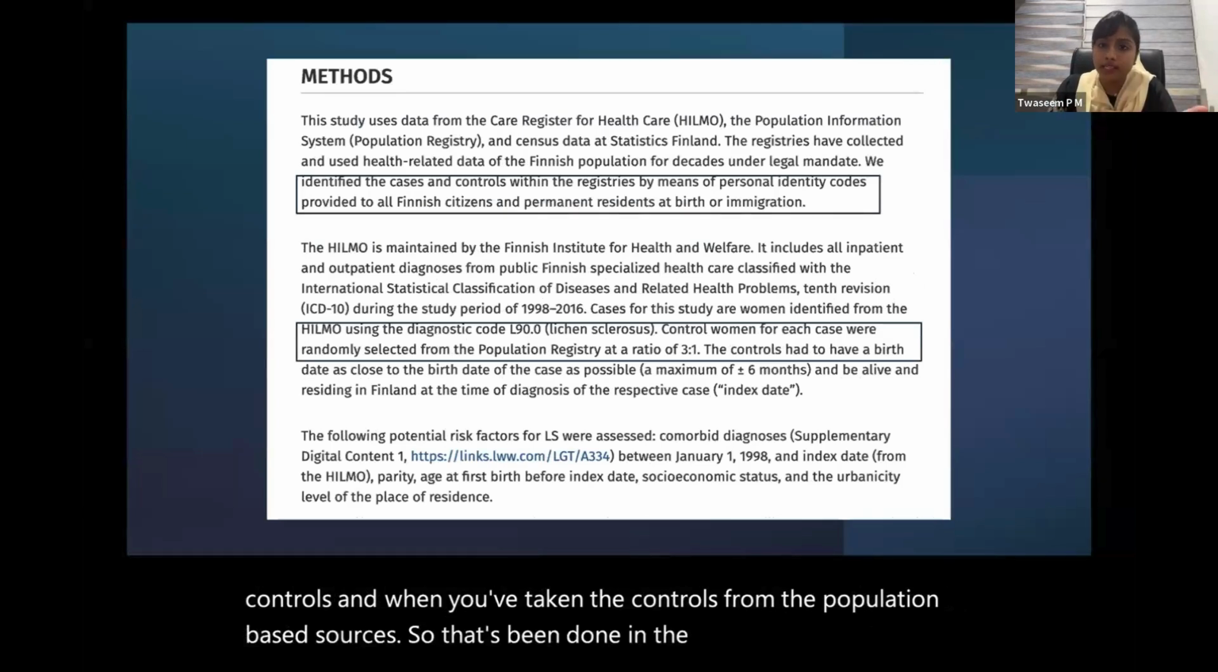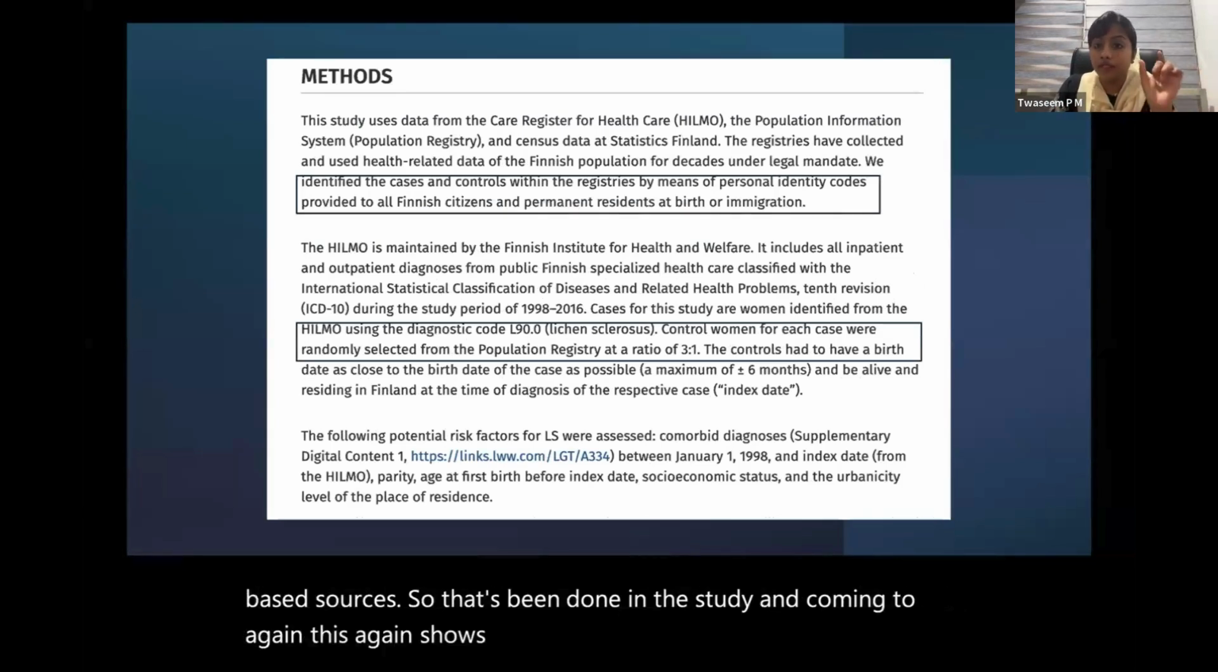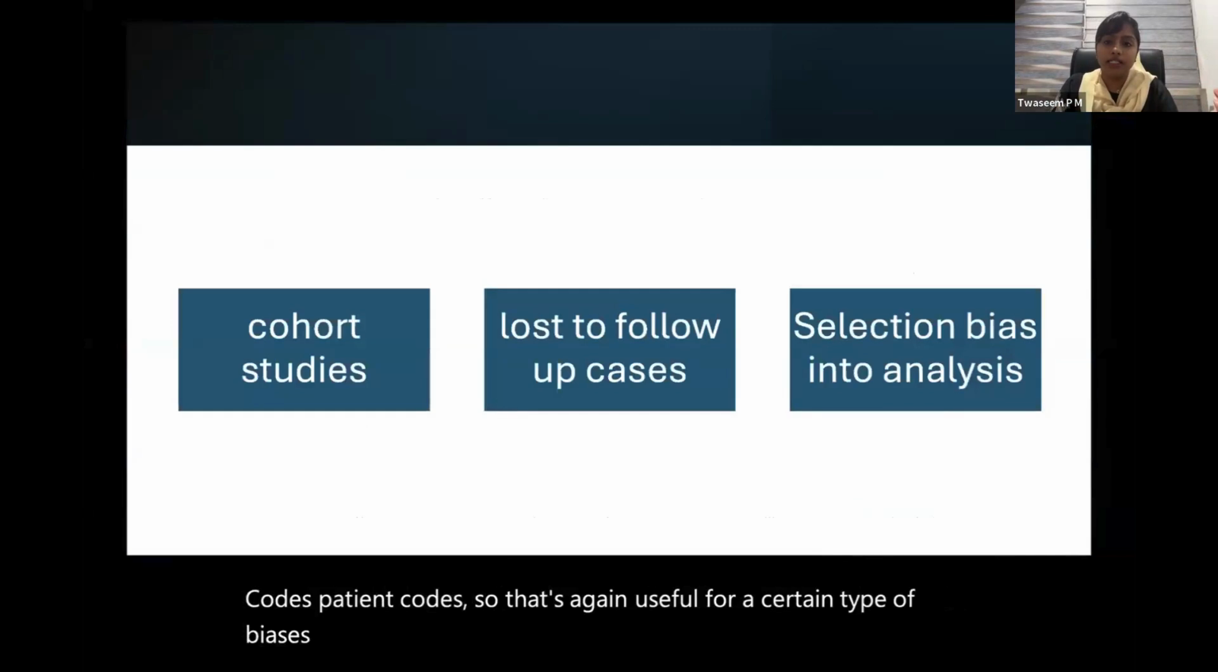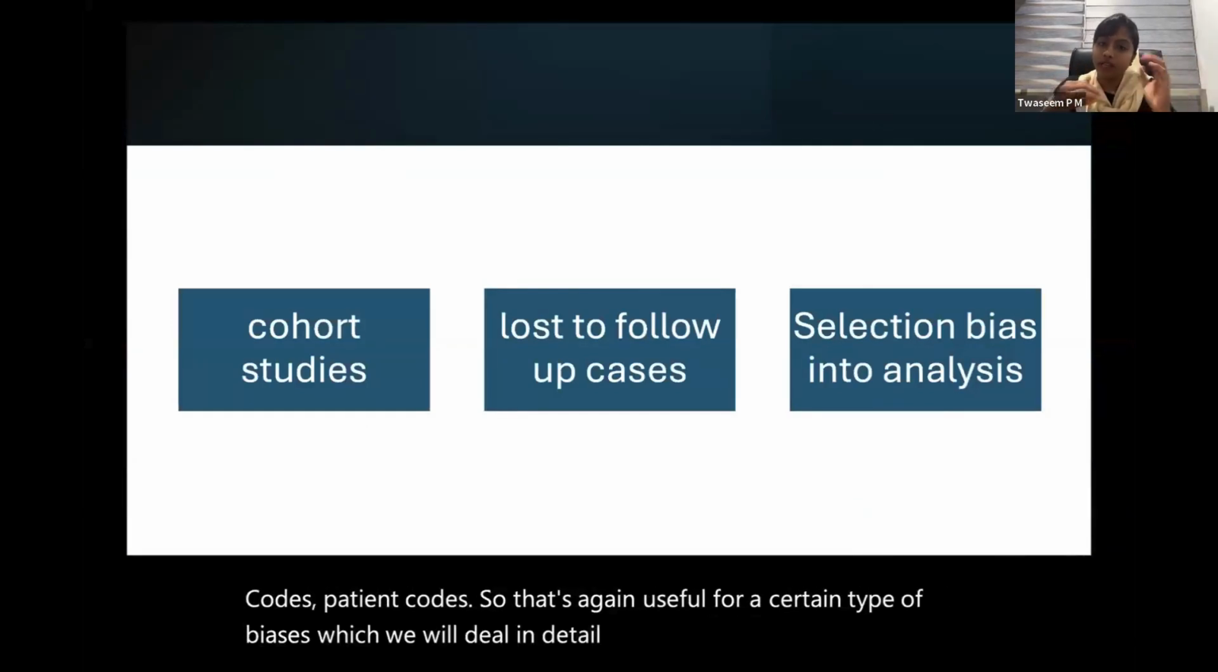And this again shows how they have blinded with the patient codes. That's useful for a certain type of bias, which we will deal with in detail. So that is one selection bias, which is how we have selected the participants.